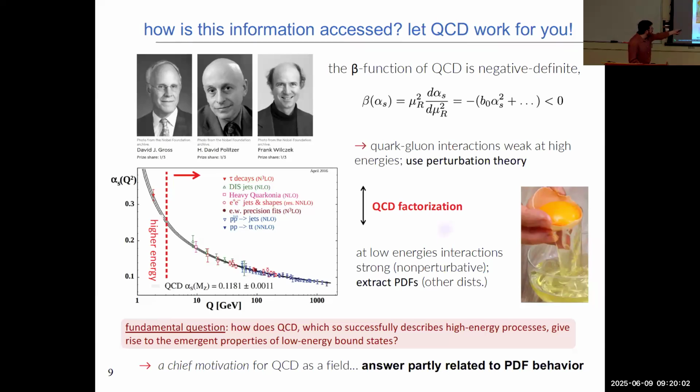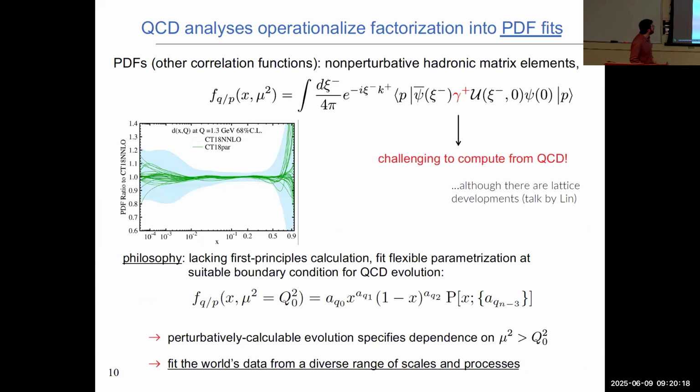I just thought I would mention, of course, trying to really understand the validity of these types of factorization theorems. I'm not going to say too much more about this, but understanding them from first principles is still an active subject of study that my colleagues and I remain interested in. So the QCD analyses that let us determine the PDFs actually exploit this concept in some way.